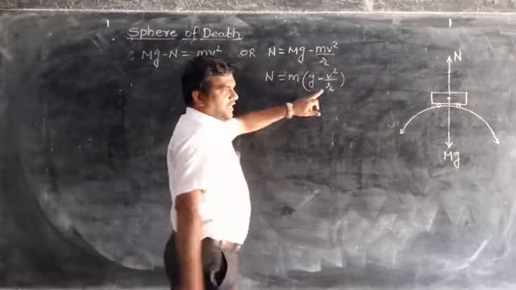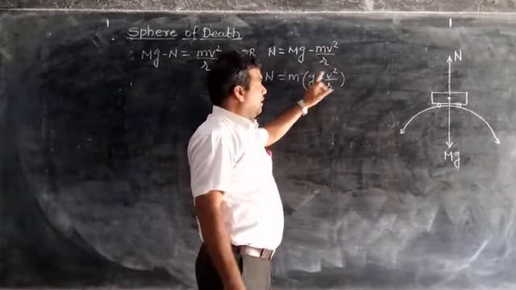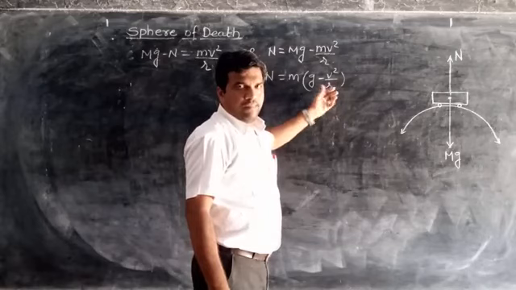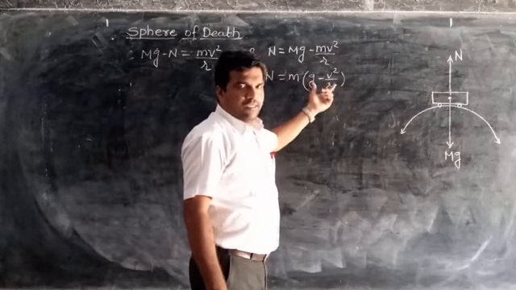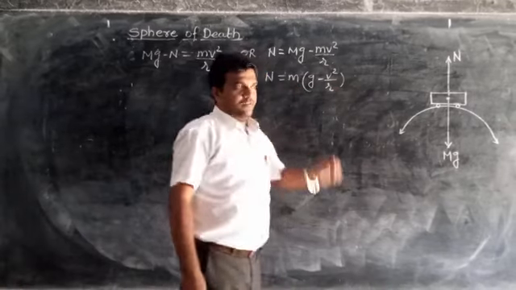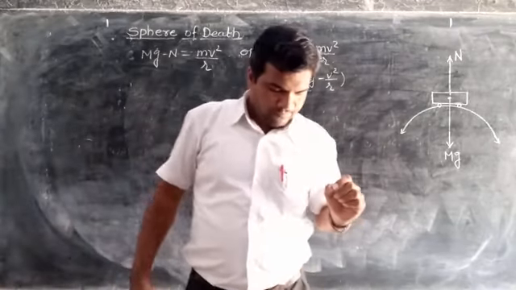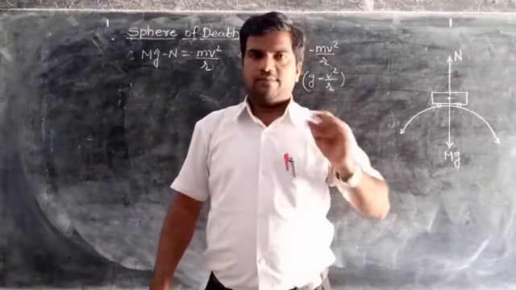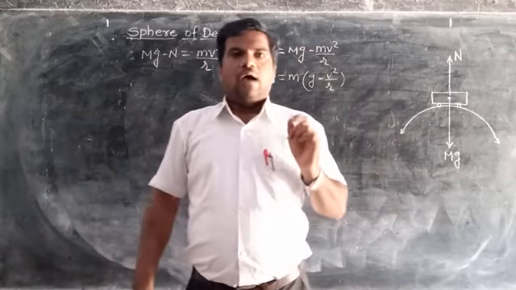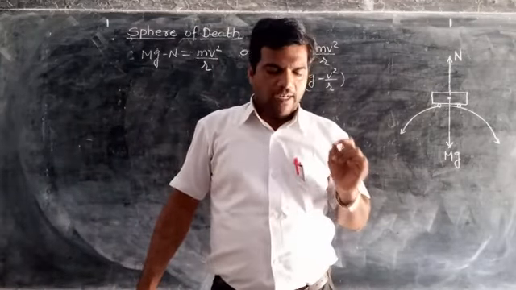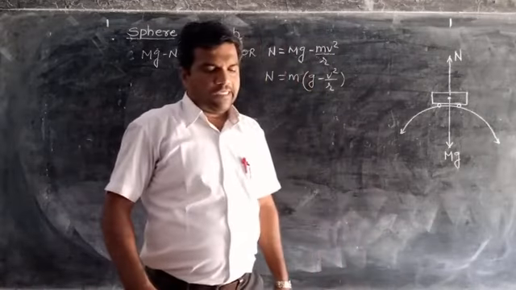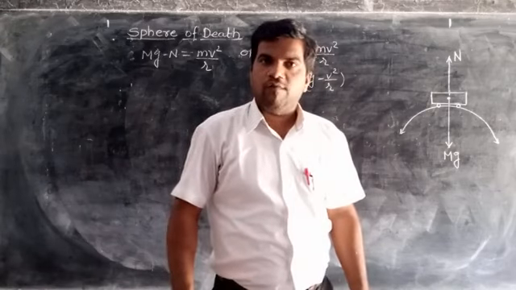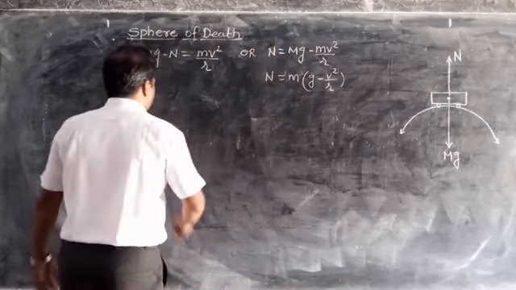So the bracket term indicates that g is the acceleration due to gravity and v square by r is nothing but the acceleration produced due to the circular motion. Means this difference gives the acceleration, and this difference acceleration gives the normal reaction. In this case, in the sphere of death, as the velocity of the vehicle increases, the normal reaction goes on decreasing. Remember this. As the velocity of the vehicle increases, the normal reaction goes on decreasing.